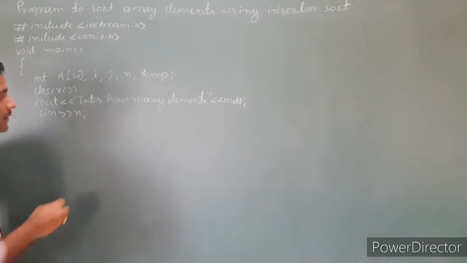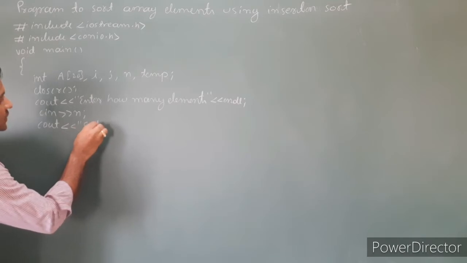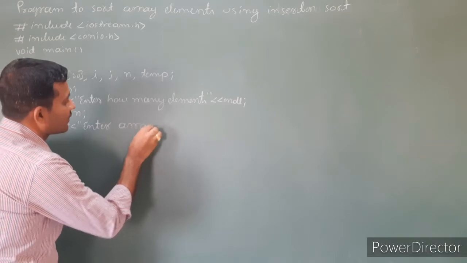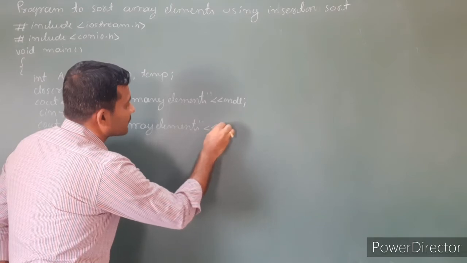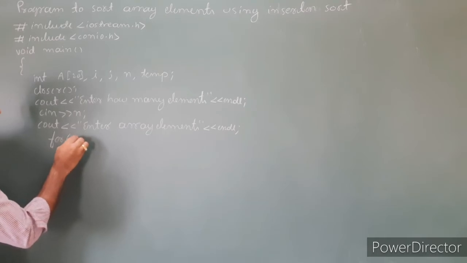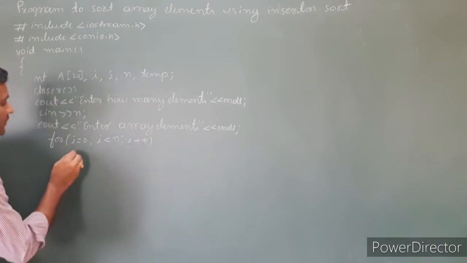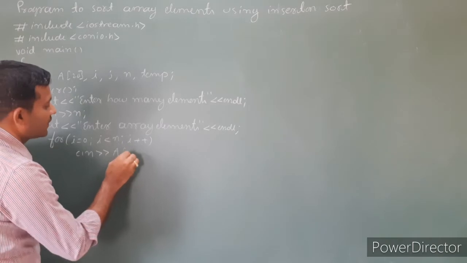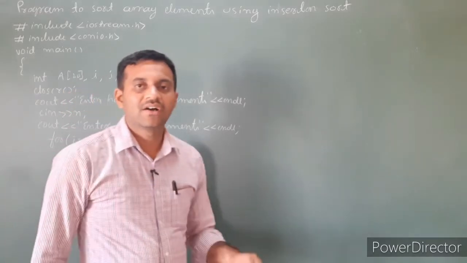First read the number of elements, then read the array elements. To read the array elements, insert an output statement. Under that write enter array elements. To read the array elements, use a for loop: i equals 0, i less than n, i plus plus. Under that cin extraction a of i. Read the array elements. Then these array elements are unsorted.